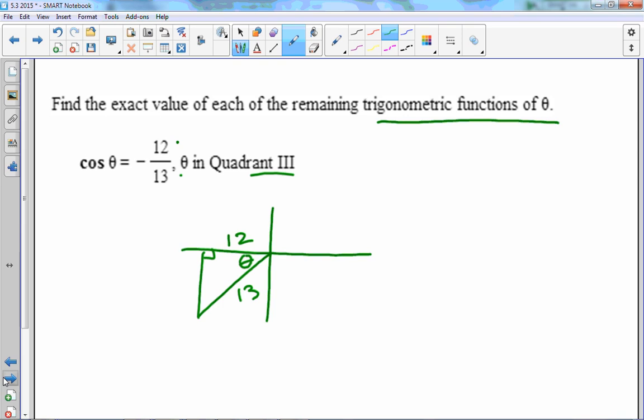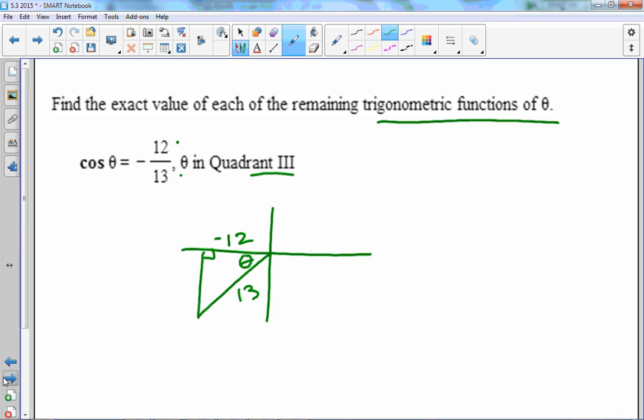Now, what would logically make sense there? The 13 is the hypotenuse, right? And the hypotenuse is always positive. So it would go with the 12. The other way that it makes sense is that the 12 is going to the left, isn't it? Now, let's find our other leg, and then we can just name off the ratios.